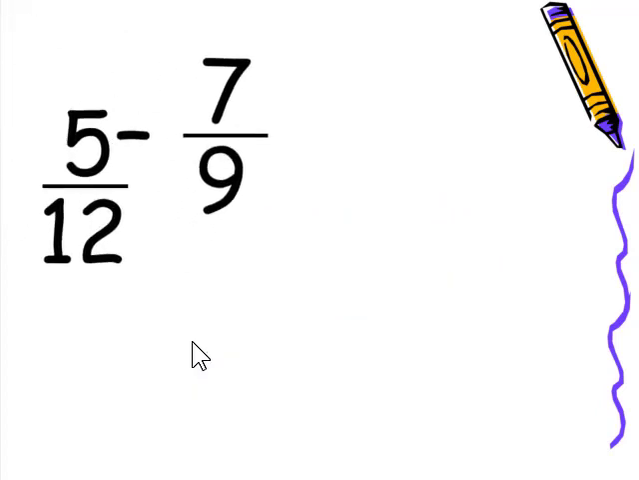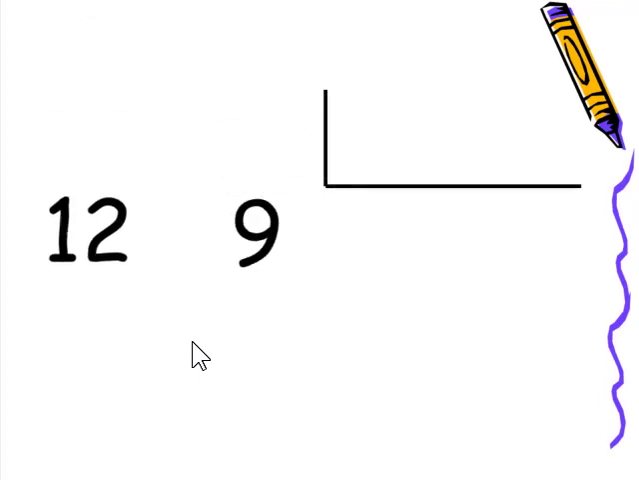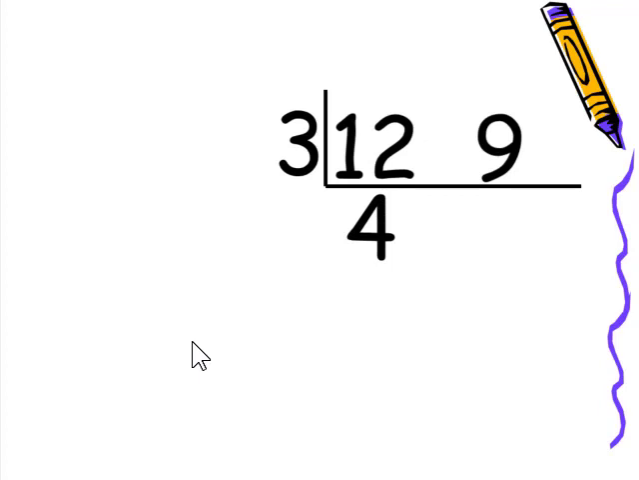5/12 minus 7/9. We'll take the 12 and the 9 and we'll find the LCM. What number goes into both 12 and 9 evenly? And that would be 3. 12 divided by 3 is 4. 9 divided by 3 is 3.